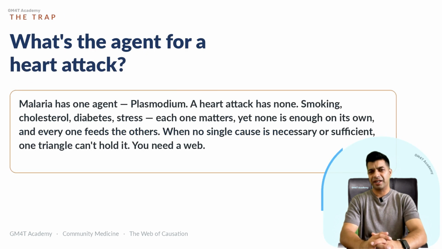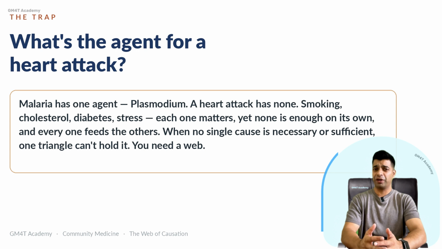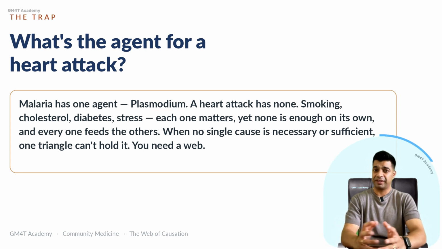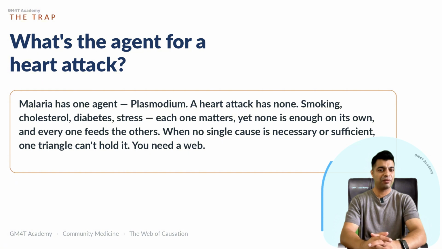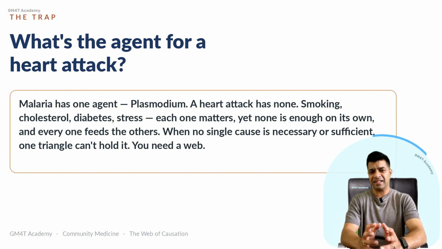Remember the triad? Agent, host, and environment? It works beautifully when there is one clear agent, like Plasmodium in malaria. So tell me, what is the agent for a heart attack? Smoking? Millions smoke and never have one. Cholesterol? Diabetes? Stress? Each matters, but none is enough on its own, and every one of them feeds the others. When no single cause is necessary and none is sufficient, one triangle can't hold it.